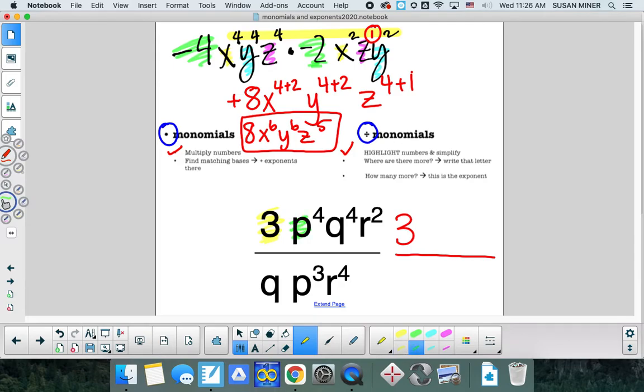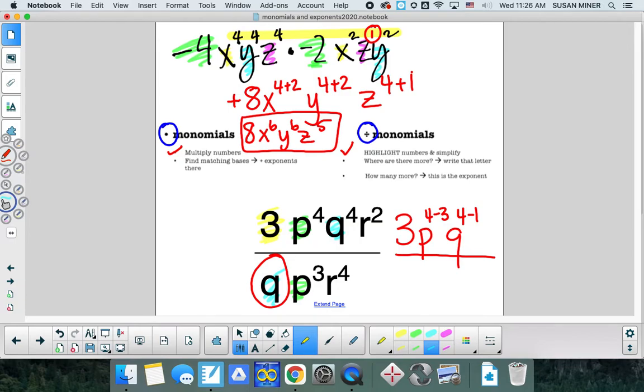Here's a p, here's a p. I'm going to match up my variables. I'm going to ask myself, where are there more? There's more in the top. So the p is going to go in the top. This is going to be 4 minus 3. Then I'm going to match up. Here's a q. Here's a q. There's more q's in the top. So q is going to end up in the top. Q to the 4 minus 1. Why? Because there's only one q there.